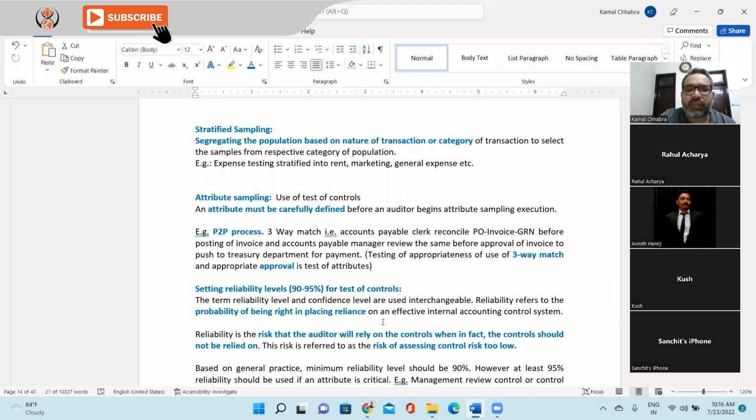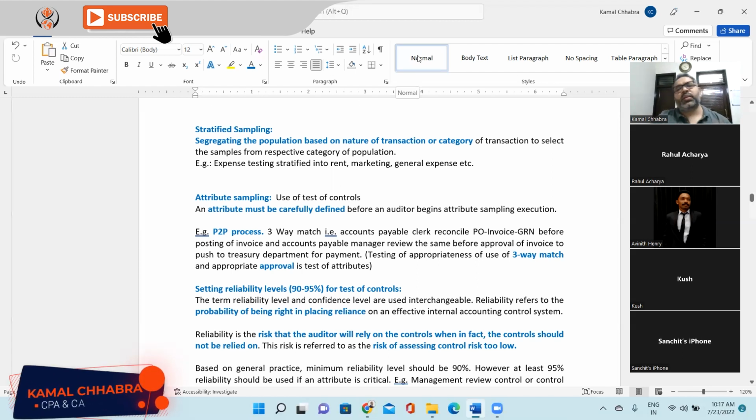So that is called the stratified sampling technique, in which you segregate the population based on the nature and category of transaction to select the sample from the respective category of population. You club together all rental expenditure, all internet and telephone expenditure, all marketing expenditure, all journal expenditure, and consider each as one population, because the expenditure is of similar nature.